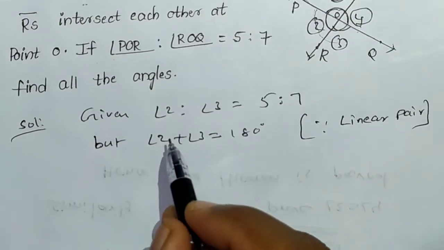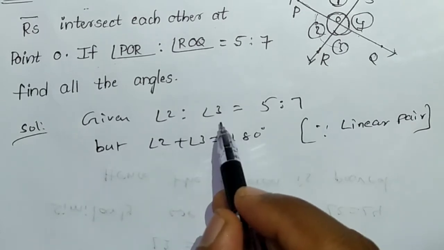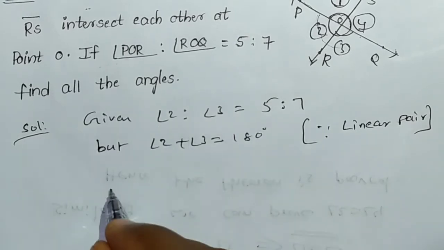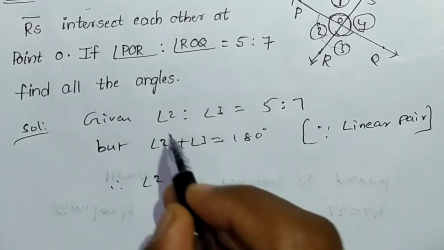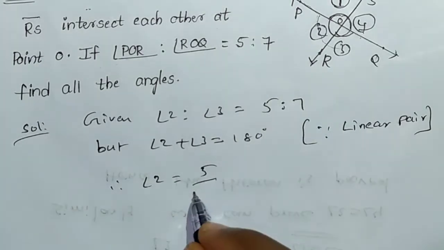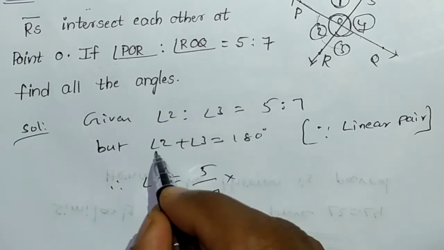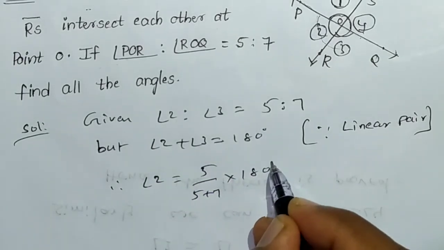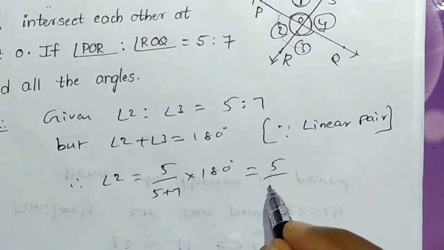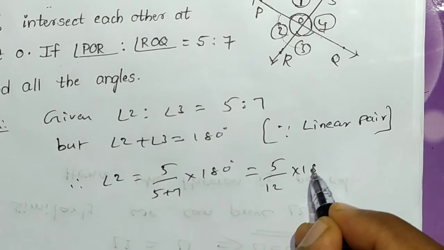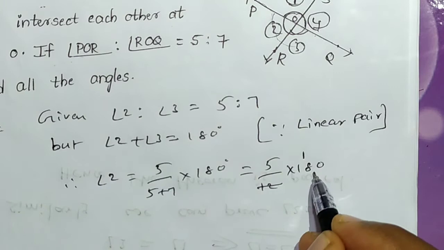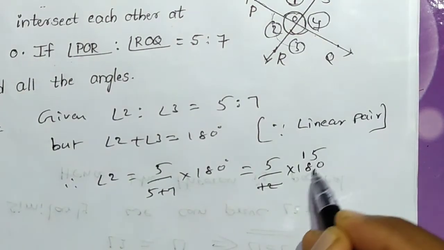Okay, so we know angle 2 is to angle 3, and angle 2 plus angle 3 is 180 degrees. Now we can find the angle 2 value and angle 3 value. Angle 2 is how many parts? 5 parts. Total parts are 5 plus 7, into the sum, which is 180 degrees. That is equal to 5 by 12 into 180 degrees. Cancel it: 12 ones are 12, 6 is there, 12 fives are 60.